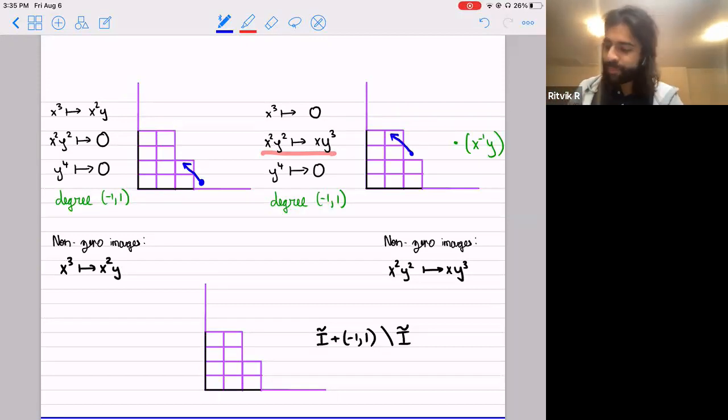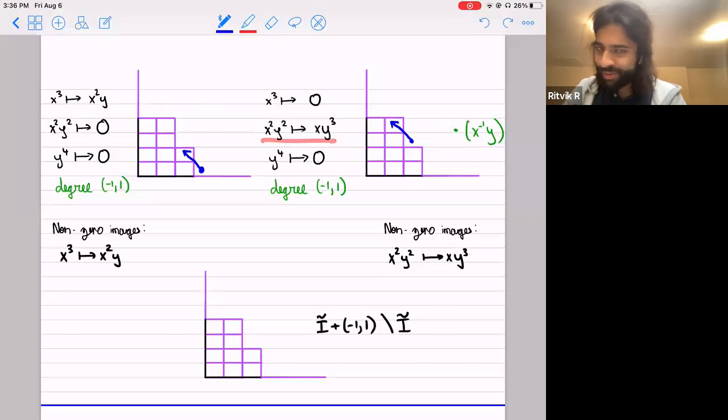So these are 2 different tangent vectors. In the first one, I send x cubed to x squared y and the rest of the generators to 0. In this one, I send x cubed to 0 and y to the 4 to 0, but I send x squared y squared to x y cubed. And of course, any linear combination of these 2 is still a tangent vector. And once again, I'm not writing down arrows when I send it to 0.